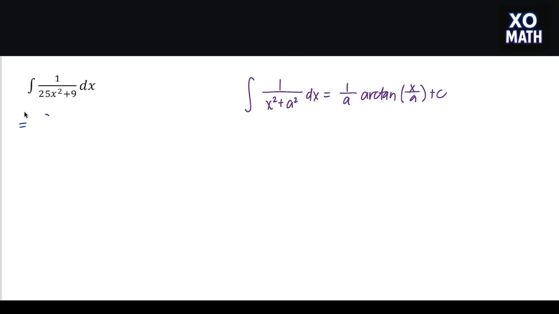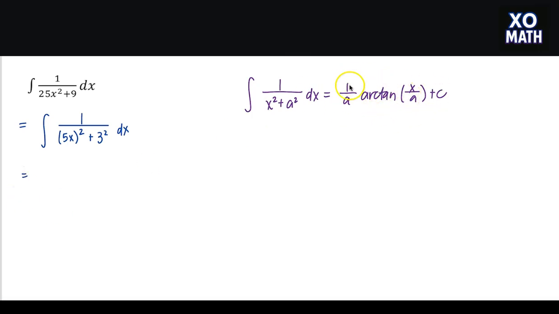I'm going to rewrite this as the integral of 1 all over, instead of 25x squared, I'm going to think about that as quantity 5x squared. I'm going to rewrite 9 as 3 squared dx. So now, basically in the place of x is a linear function 5x. So I can go ahead and move forward with using this arctangent formula, but in place of x, I'm going to have a 5x, and because that's linear, I'm going to remember that 1 over the slope has to also come out in front.